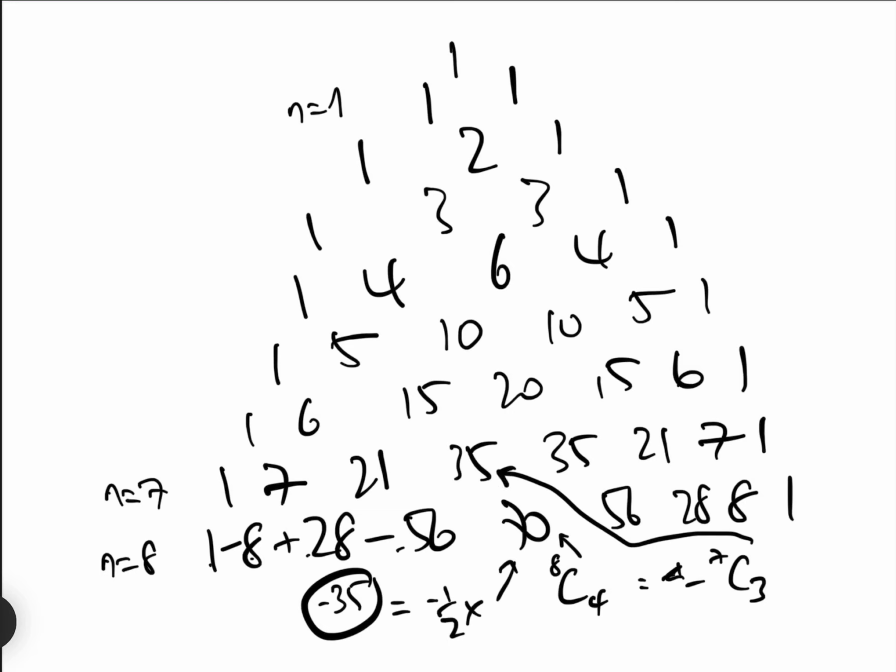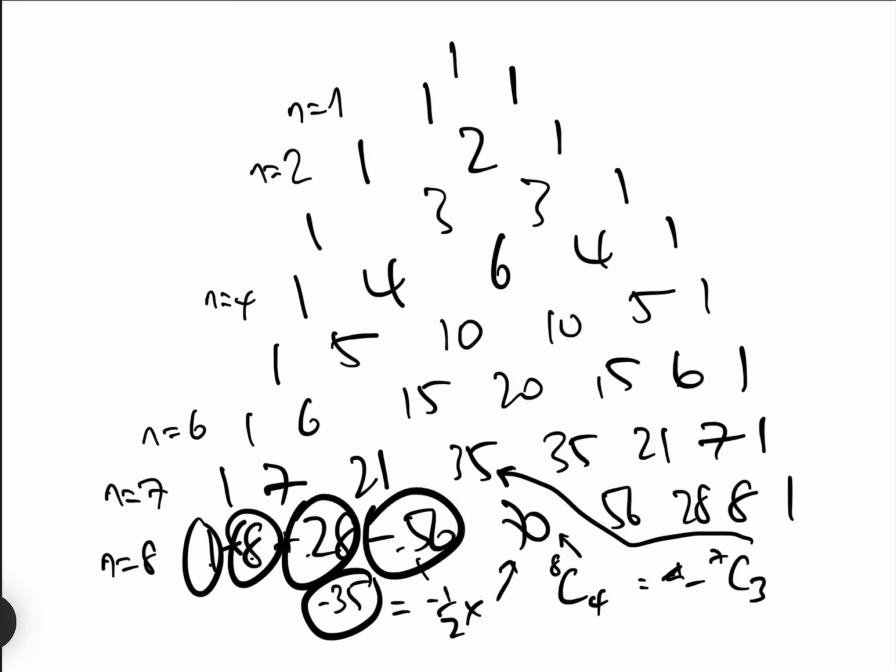So in actual fact, it works for n equals 8, it works for n equals 6, n equals 4, any even number, n equals 2. You'll find that when you go this number, take away that number, add that number, take away that number, you get minus half of that number, which also equals minus that number, which I think is quite cool anyway.